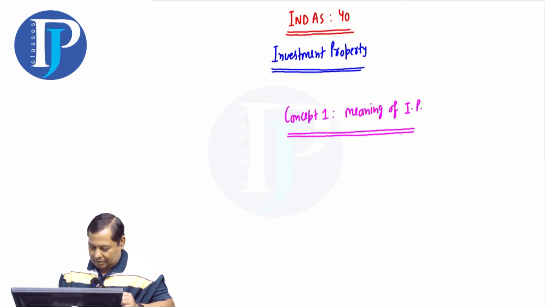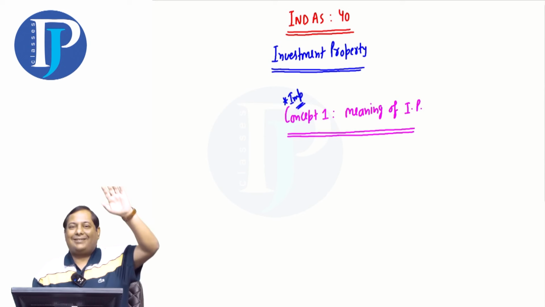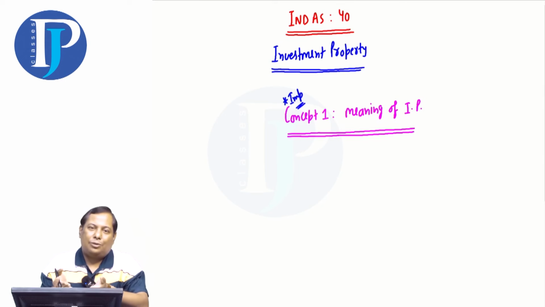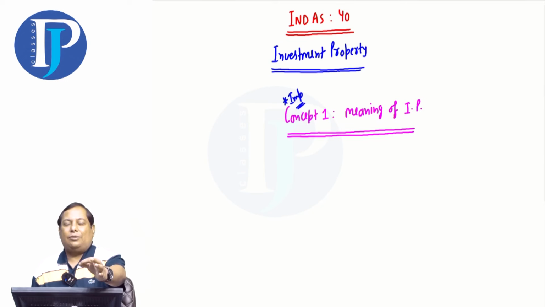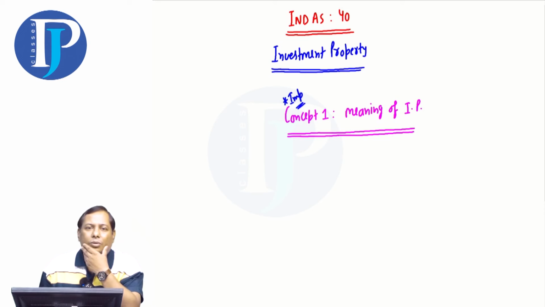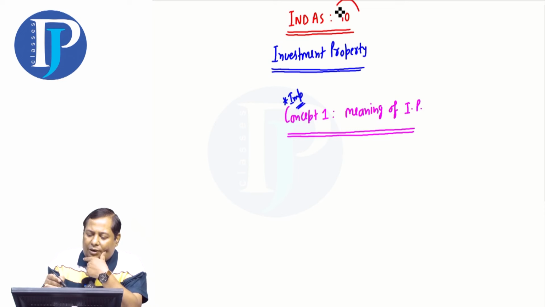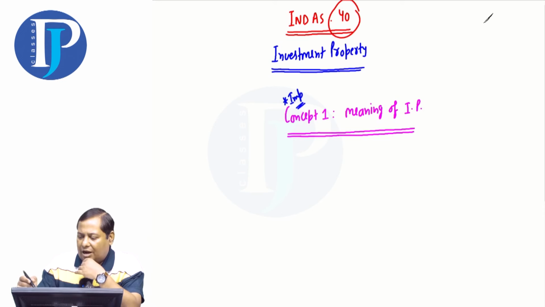Mark this as important. I am going to start this. Sir, let me teach. No sir, just tell us the last point and then you can start. Ask. Sir, now you started with Ind AS 40. Why didn't you start with Ind AS 1, then 2 and then 3?